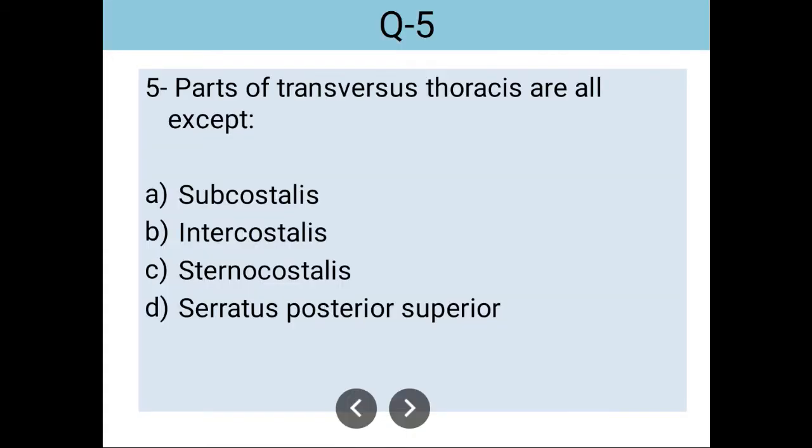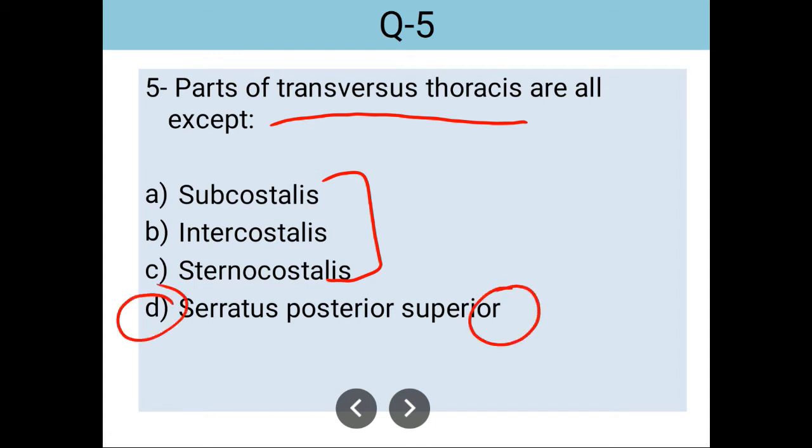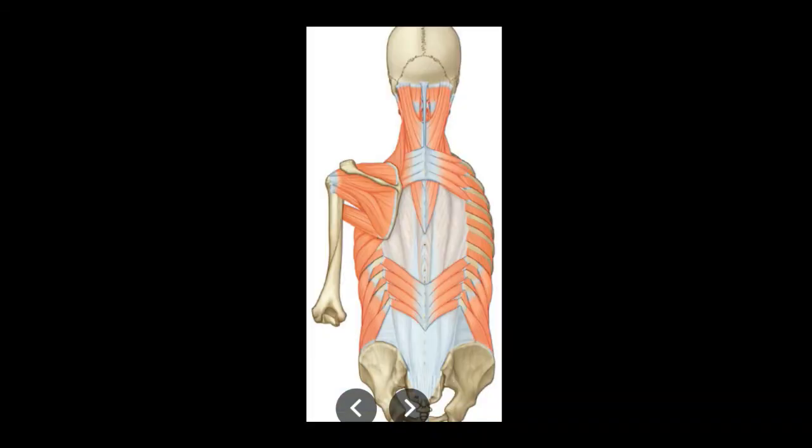Okay. Next, question number 5: parts of the transversus thoracis are all except. The transversus thoracis muscles here, so these three A, B, C all belong to it, but we know that serratus posterior superior is not a part of that. So D is the best answer. Let's have a look here, we have the serratus posterior superior muscle, which is not a part of the transversus thoracis.